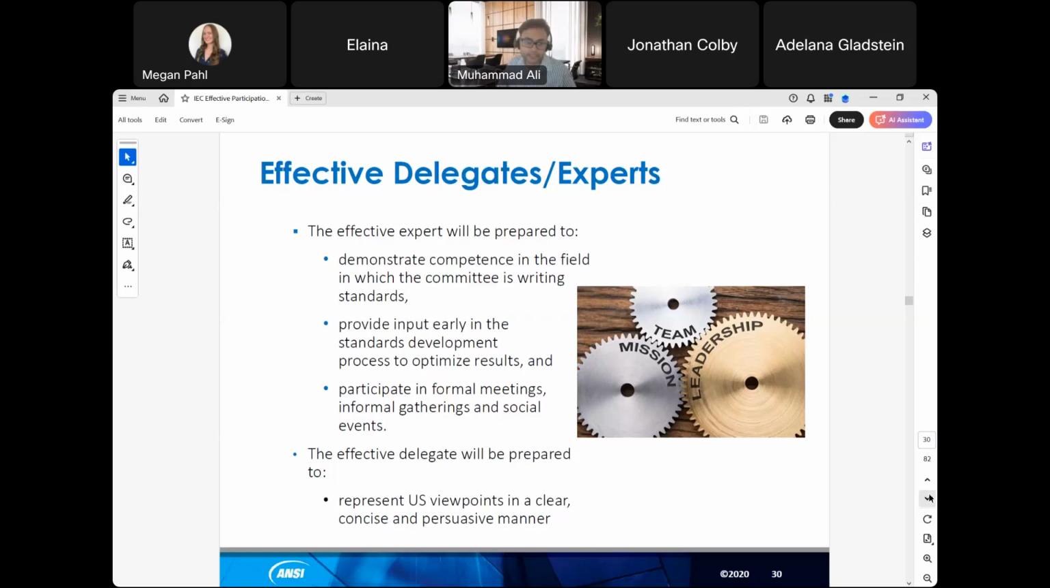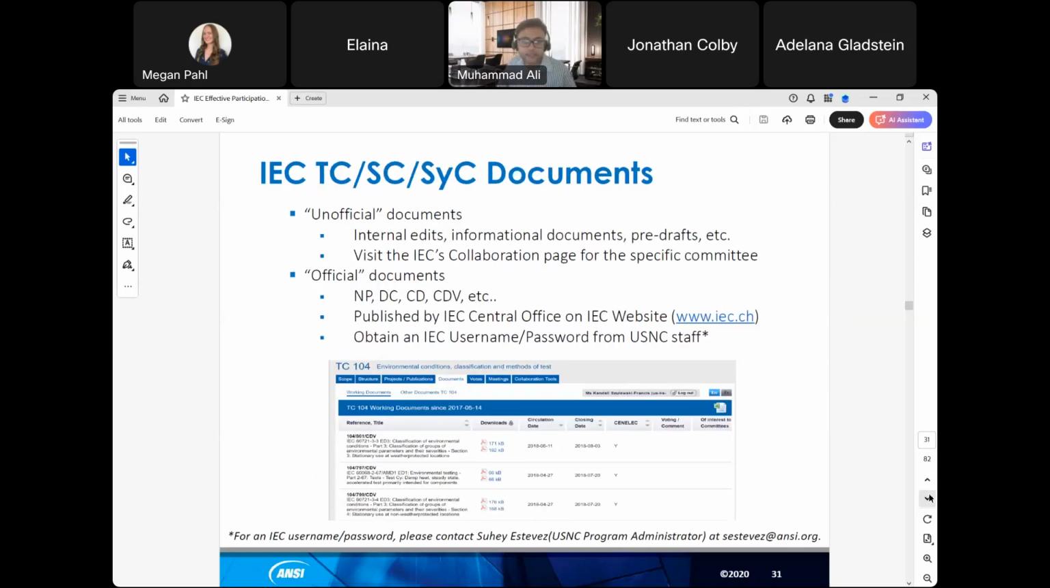If you move on to the next slide, we have the IEC documents that are divided into two categories: unofficial documents and official documents. The unofficial documents are the ones that are coming from the working groups, right? The ones that are not ready to go to the countries for comments or voting. These are documents that are just internal within the experts, and they are internal edits or informational documents, pre-drafts, working drafts, anything that is still being discussed within the experts themselves.